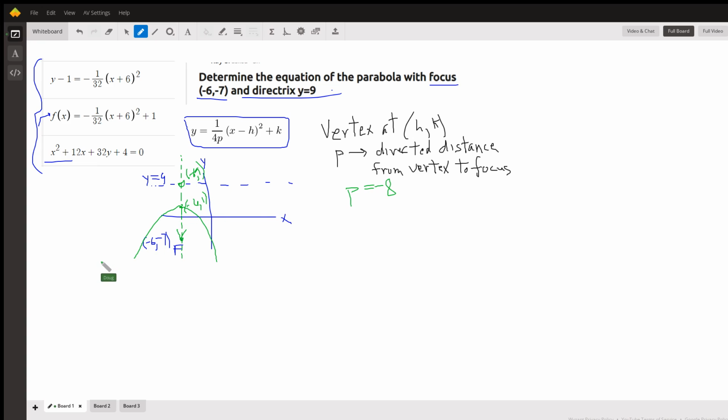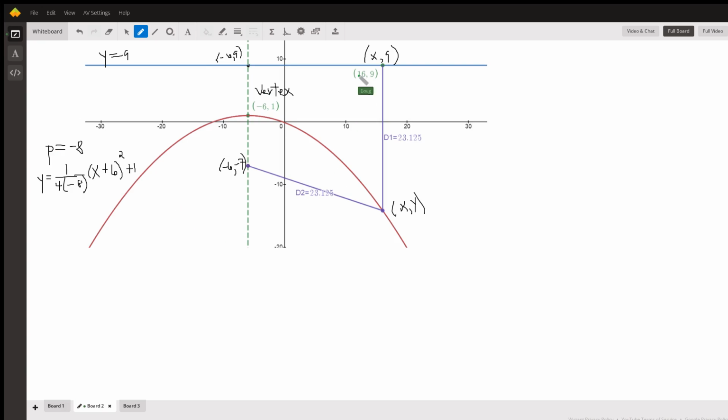On the next board, I've actually substituted into this formula right over here. p is -8. h is -6, so x minus a -6 is x plus 6. k is 1. Of course, this becomes -1/32 right there.